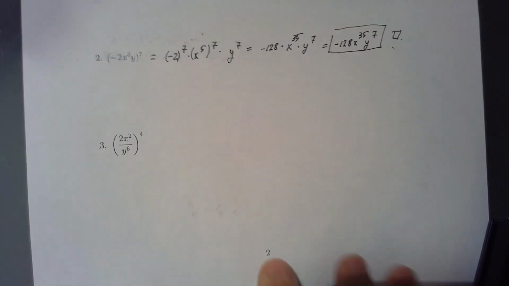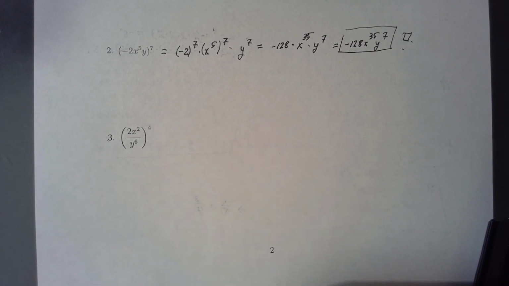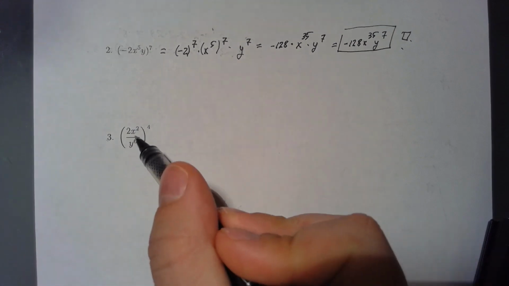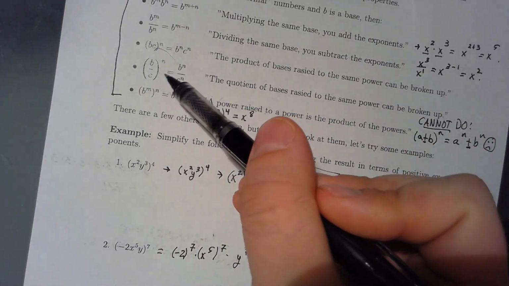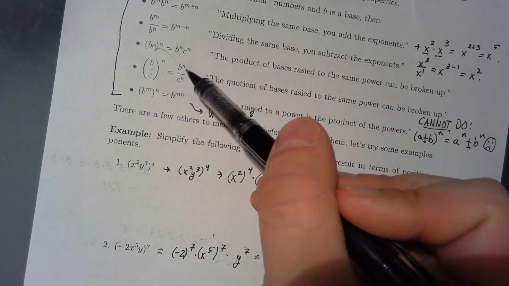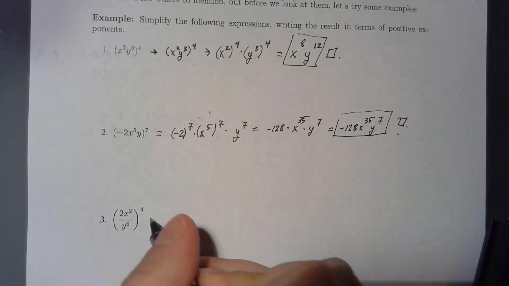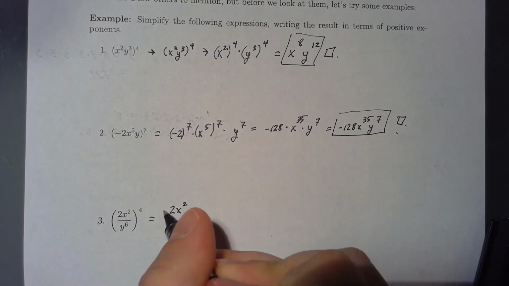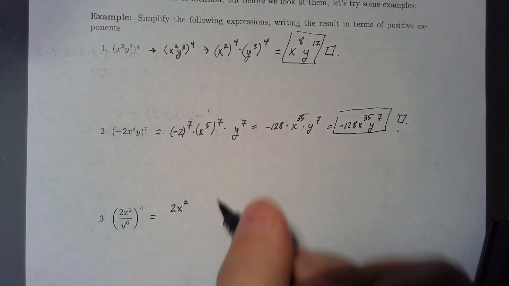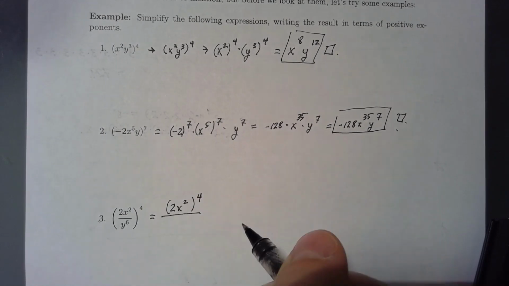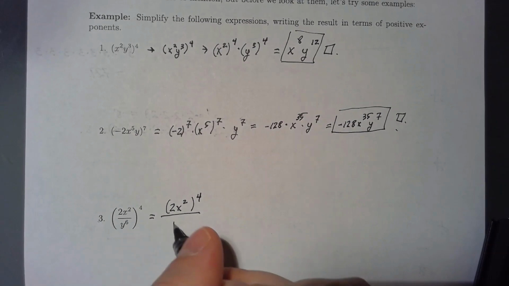So this one, number 3, again, this isn't much different. When we do this one, since this is a division, we could use the fourth property up here. We could break up this power to the numerator and denominator. So I could write this as 2x squared, now in the numerator, so everything here is being raised to the 4th power, all over, everything down here raised to the 4th power.